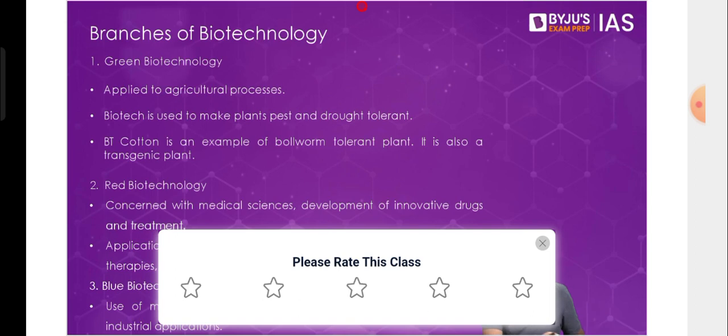Now coming to biotechnology. Studying biotechnology, what we are going to study are the various applications. This chapter is more about the applications of biotechnology in various different fields in whatever way we can. So when it comes to the branches of biotechnology, the first one is green biotechnology, where we are talking about agriculture. Anything related to agriculture is called green biotechnology.